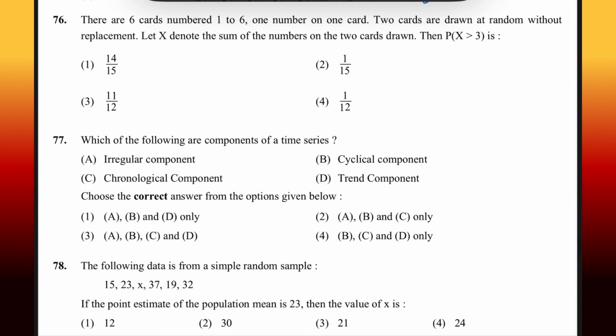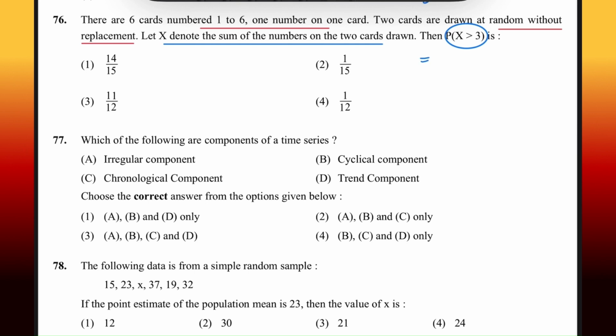Next, move on to question number 76. There are 6 cards numbered 1 to 6. 2 cards are drawn at random without replacement. So what do you mean by without replacement? If you draw a card, you don't put it back in the next trial. So that means repetition is not allowed. So x denotes the sum of the numbers. And what is the probability that x is greater than 3?